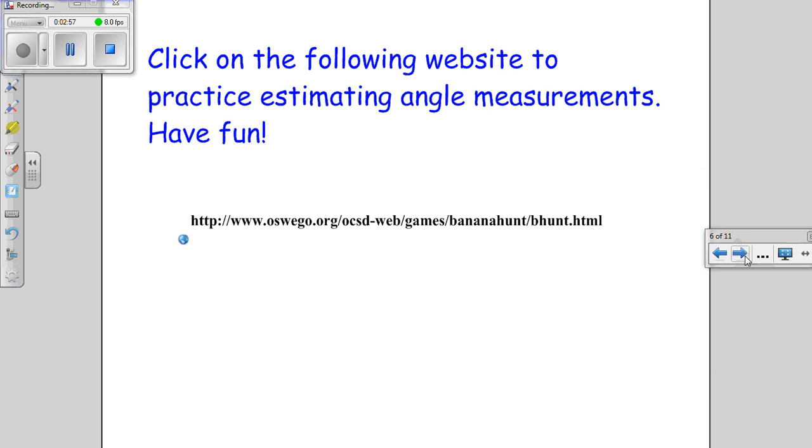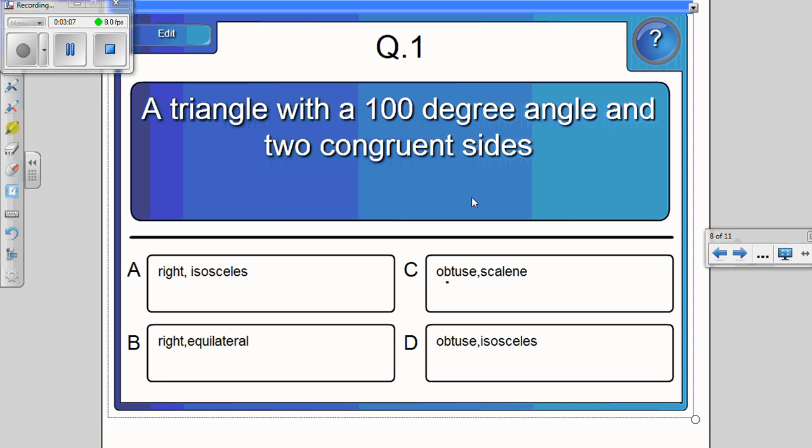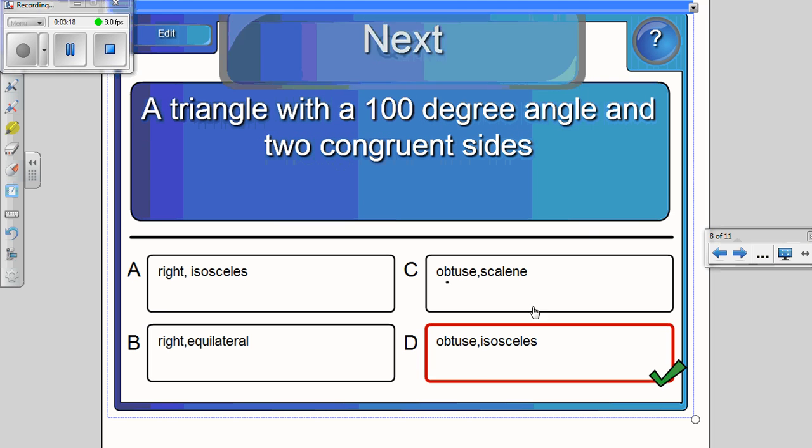Go to this website, it shows you how to estimate angle measurements of triangles. And this website shows you where we classify triangles. Now let's go through this real quick. A triangle with a 100-degree angle and two congruent sides. So 100-degree angle, we know that's obtuse. Two congruent would be isosceles.